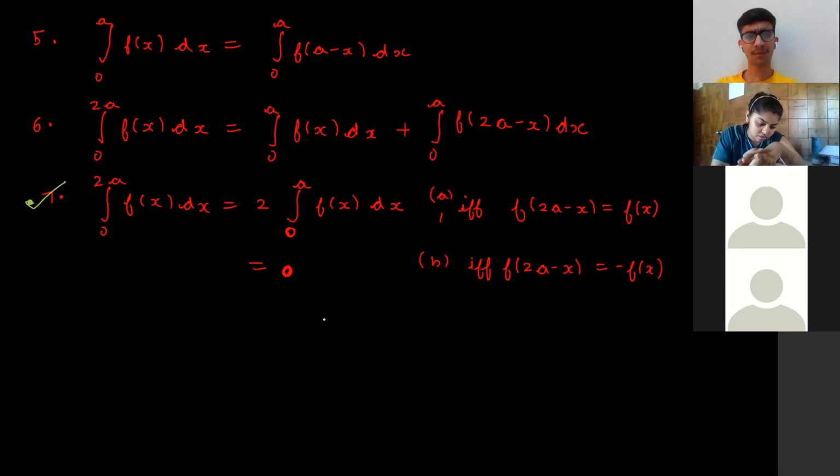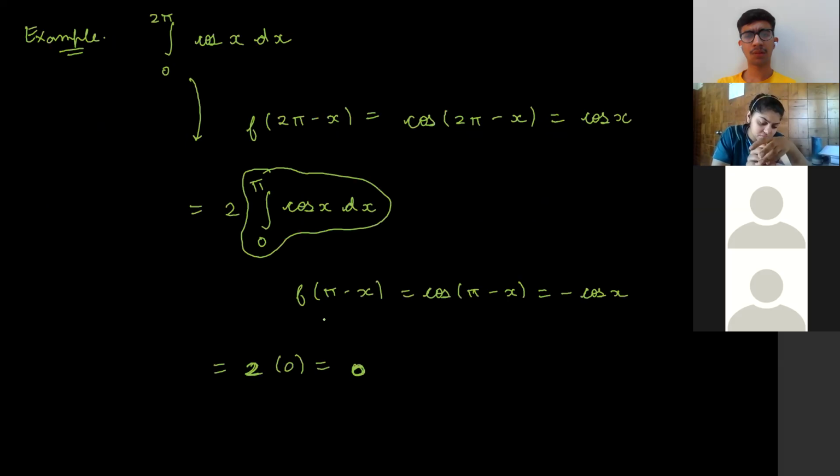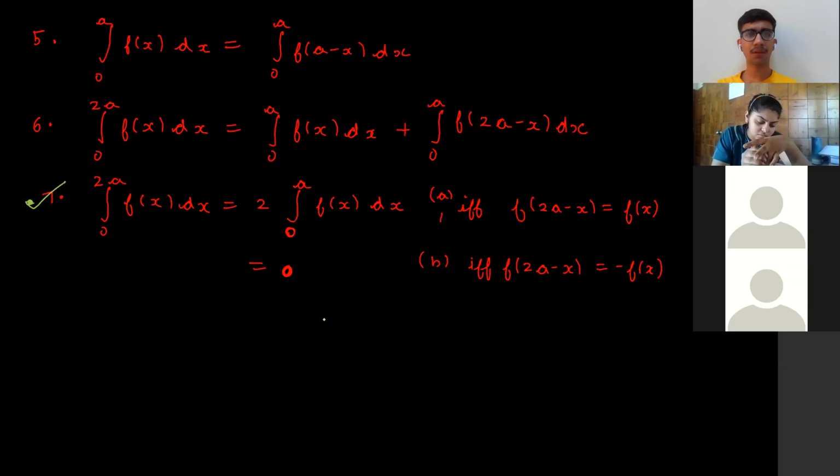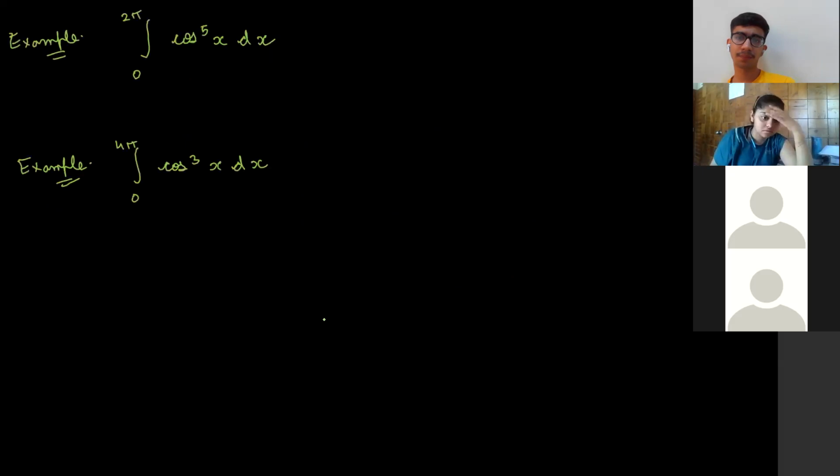By property 6. I mean, you can use it, of course, but 7 वाला use करो तो I guess better होगा क्योंकि 2a minus x और fx में we have the relation. अच्छा ठीक.